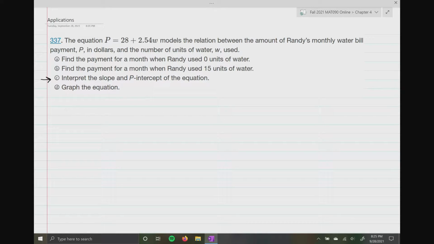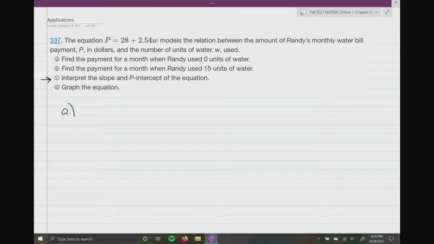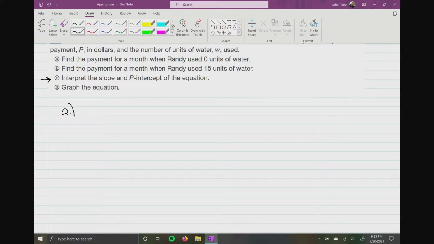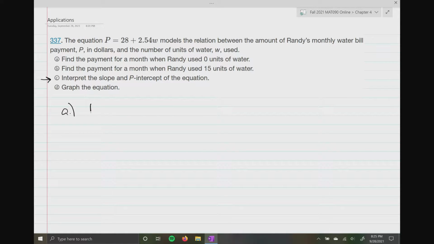So for part A here, let me get out a better marker here. So part A, I'm just going to rewrite the equation. And except, instead of putting W, I'm just going to put parentheses because they're telling us here that we want to figure out how much the payment is with 0 units of water, okay? So I'm just going to substitute in 0, and we find out that this is going to be 28, okay? So part A is pretty simple, it's straightforward.